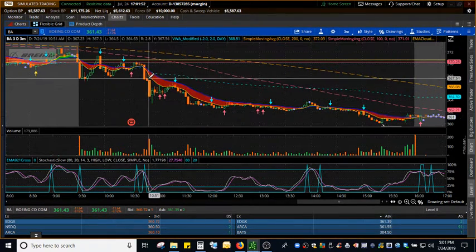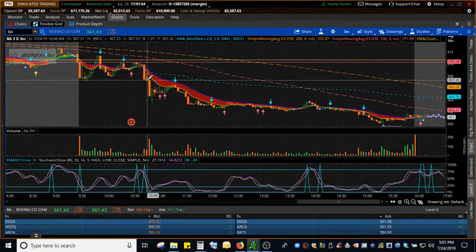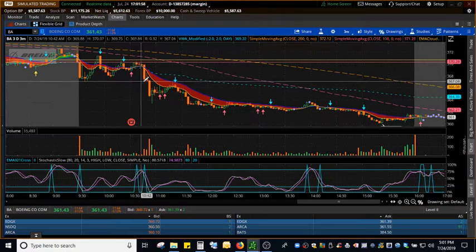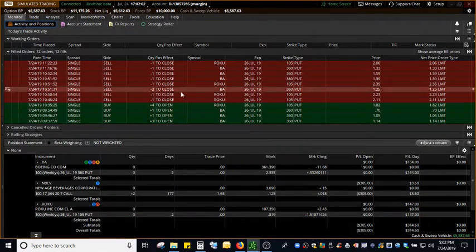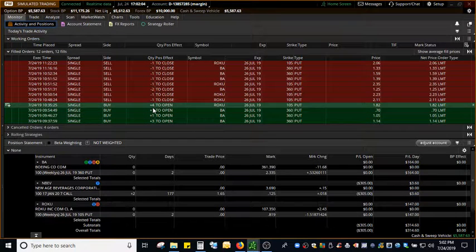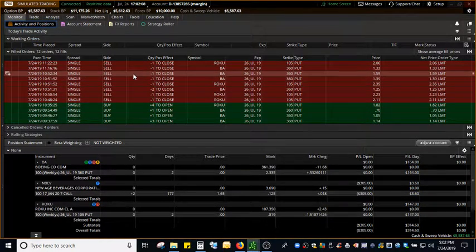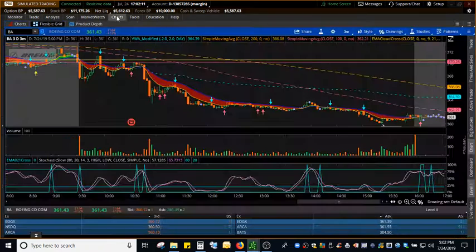I didn't think it was likely that it would because we were below the cloud, and we only had this one level of support here, so I kind of thought we'd keep going lower. So I sold two of the 5 contracts right here. I sold another one at 10.51, 10.52, and 11.16.